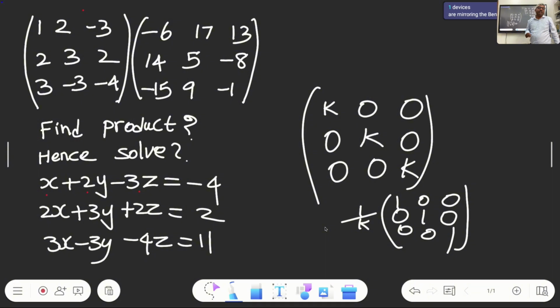We will get either a scalar matrix, or if you are lucky, we will get the unit matrix also. If we get the unit matrix, it is easy to use. Then you multiply with minus 4, to 11, and you will get the x, y, z values.